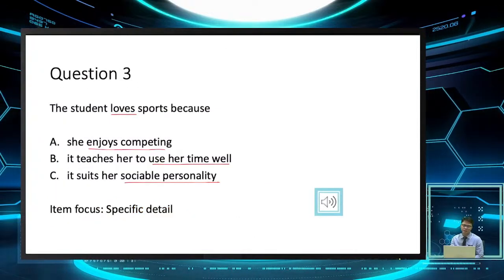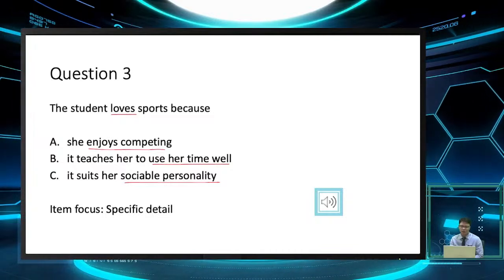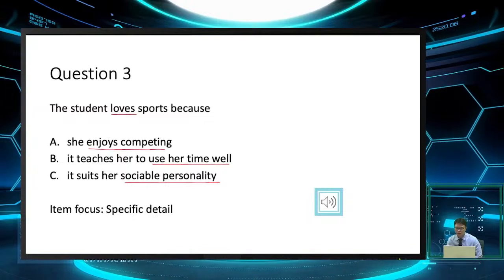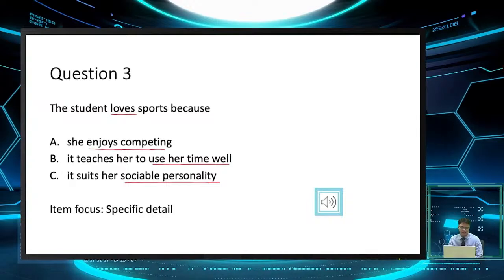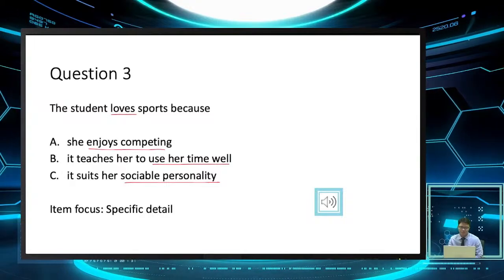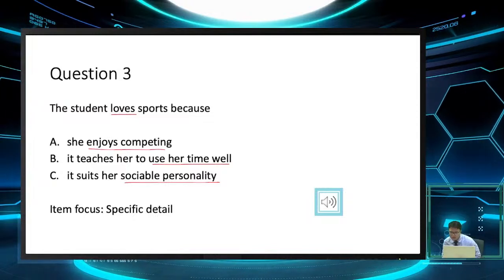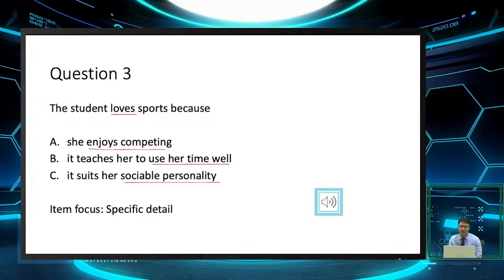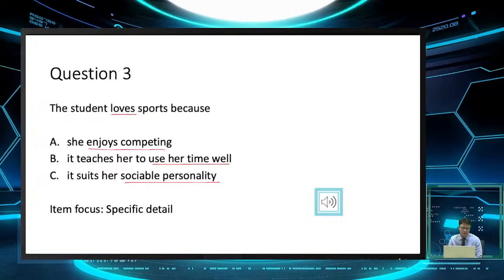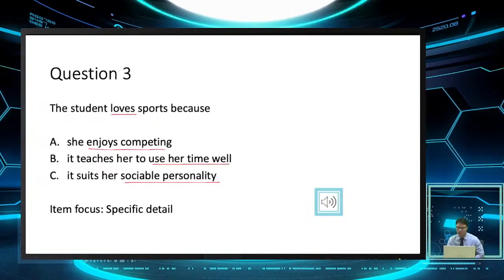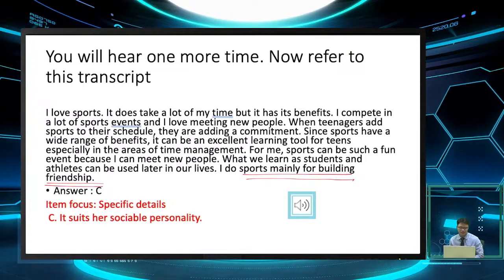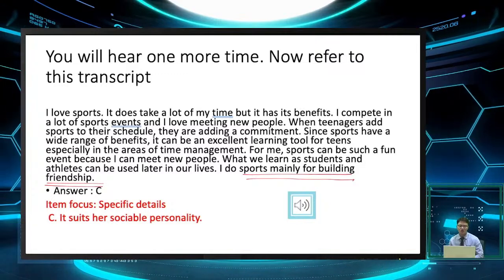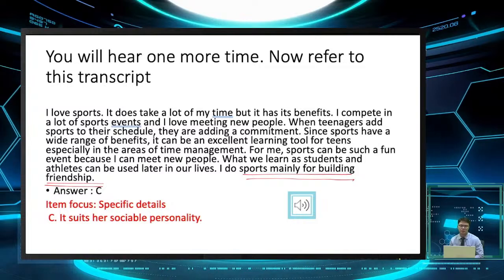Okay, so the option here you have she enjoys competing, which is you can also see the word competing. So the audio just now says I compete in a lot of sports events, okay? But we are looking for the best answer. B, it teaches her to use her time well. You can see here it is also mentioned that it's a learning tool for teens, especially in the areas of time management. But lastly, it suits her sociable personality. So in this line, you can see that it says here, I do sports mainly for building friendship. The keyword is mainly. So friendship refers to her sociable personality.